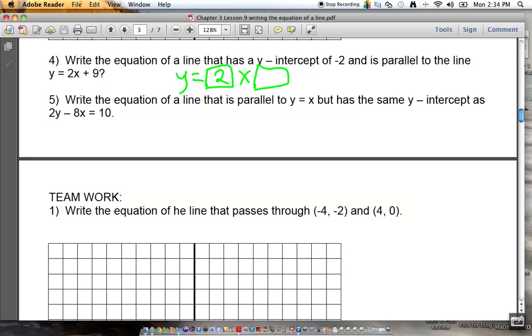Next up. It has the same slope. It has a y-intercept of what? So there's my answer. y equals 2x minus 2.